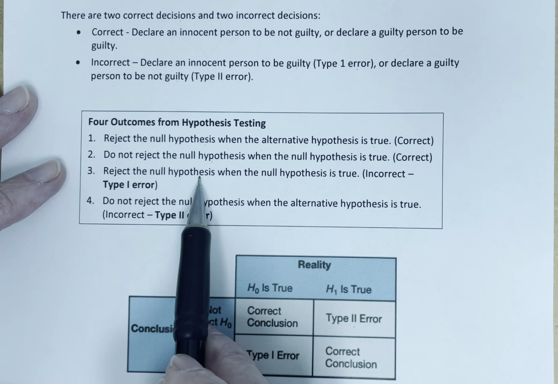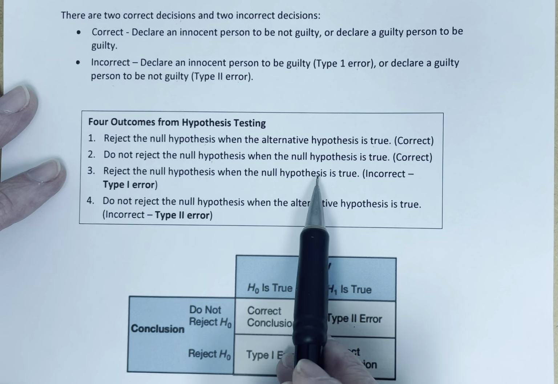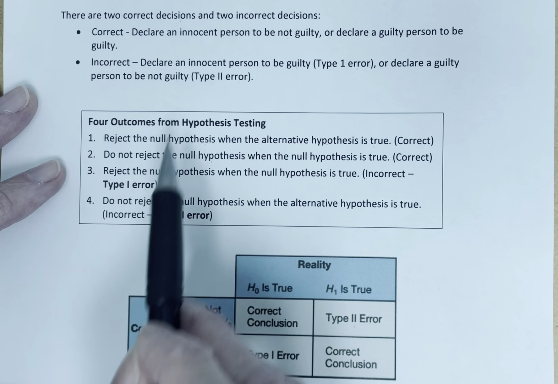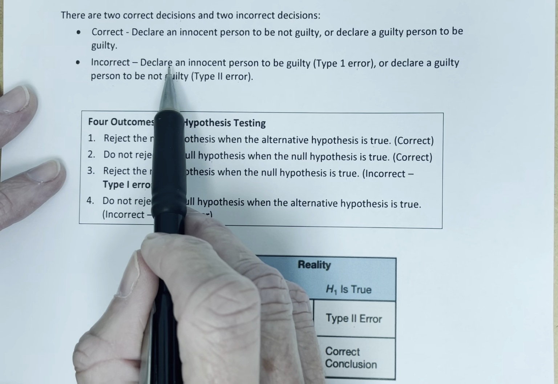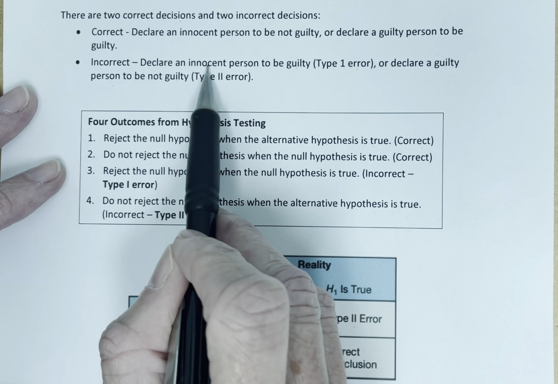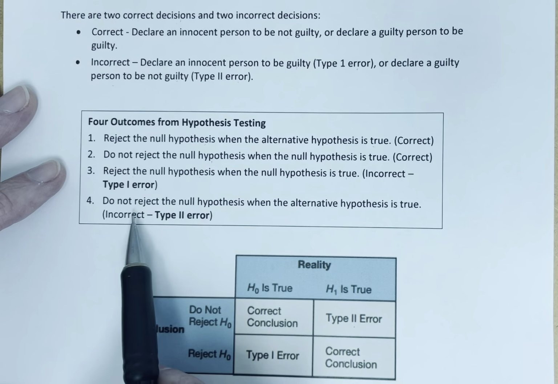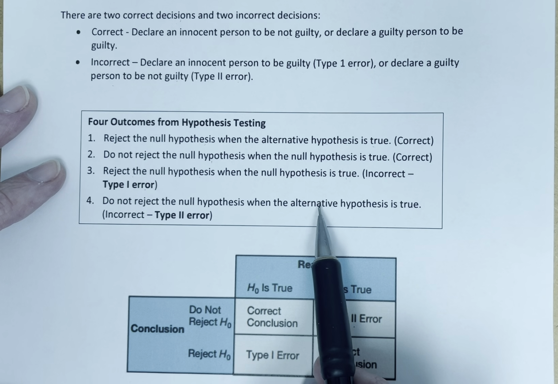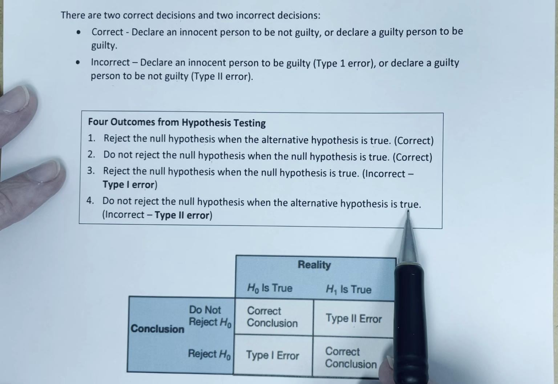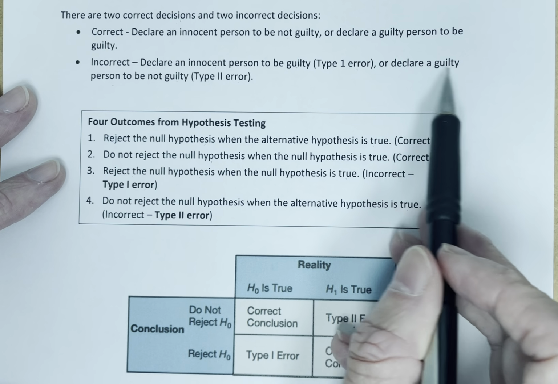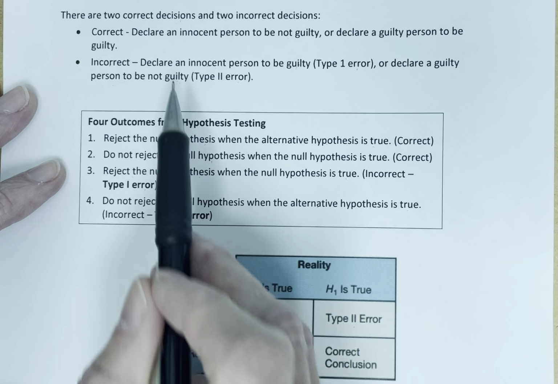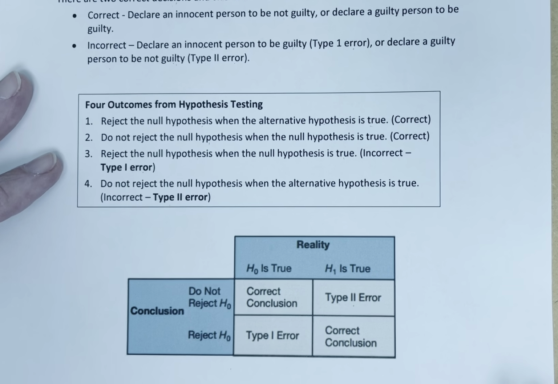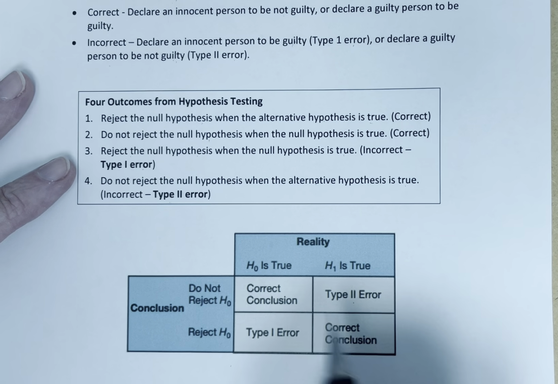Reject the null hypothesis when the null hypothesis is true, that's a type 1 error. And that is, in my example, that occurs when an innocent person is found to be guilty. Do not reject the null hypothesis when the alternative hypothesis is true. That is when you declare a guilty person to be not guilty, and that is a type 2 error. All right, so here it is in a chart.